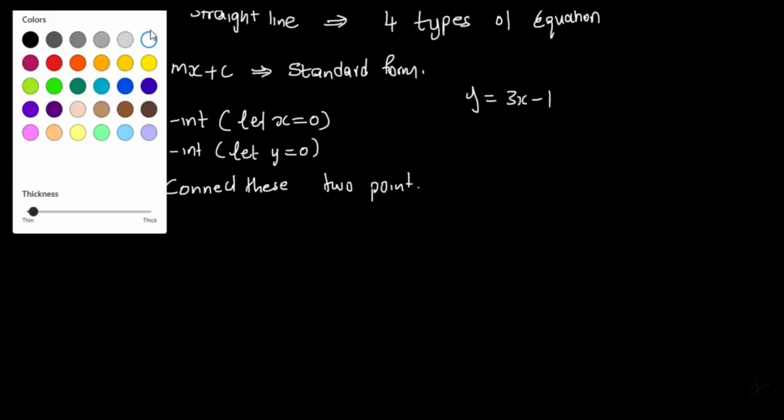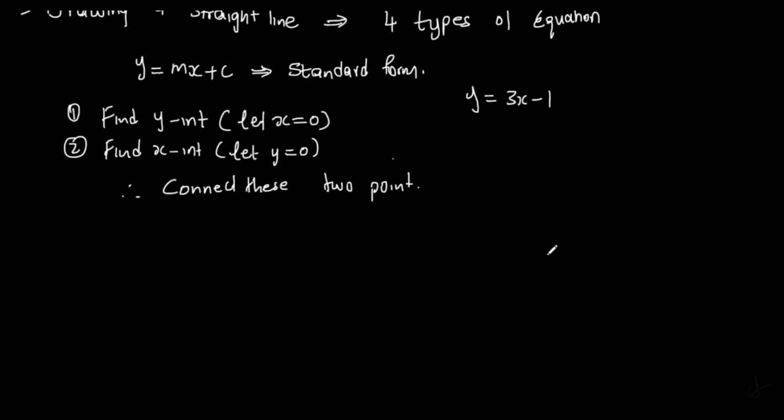Type 2. Remember, we are discussing 4 types of equations. It will be in the form of y = mx. You can see that this one does not have the y-intercept, so you just have to find the value of c. This value of c is the y-intercept, where it cuts the y-axis. So you need to find the y-intercept.